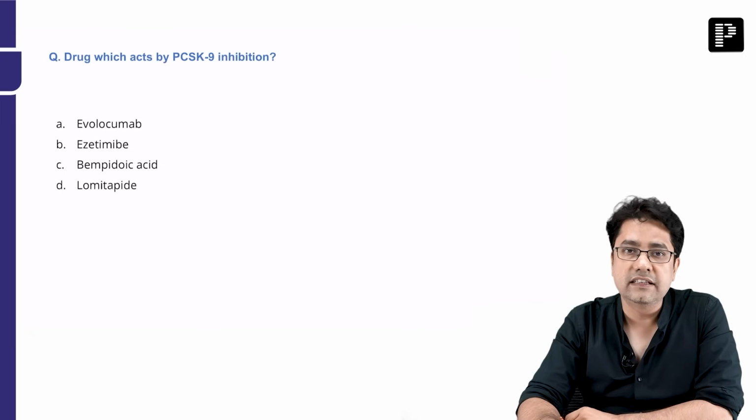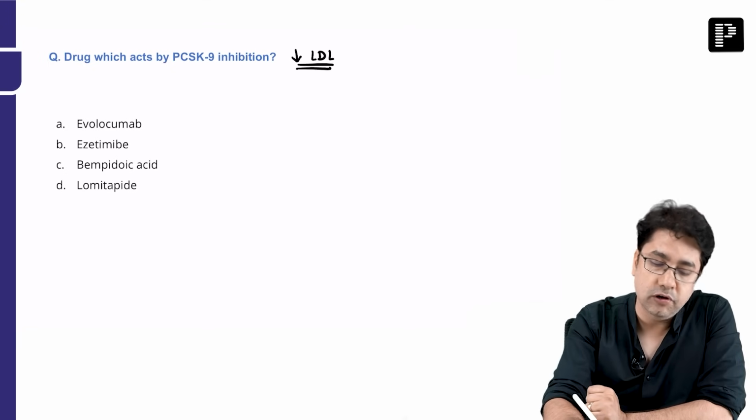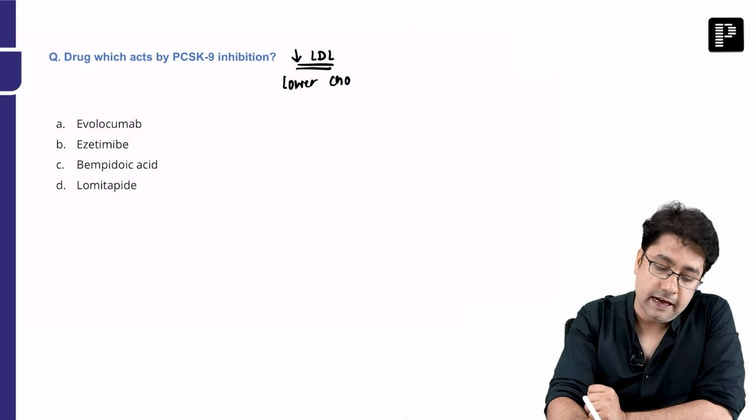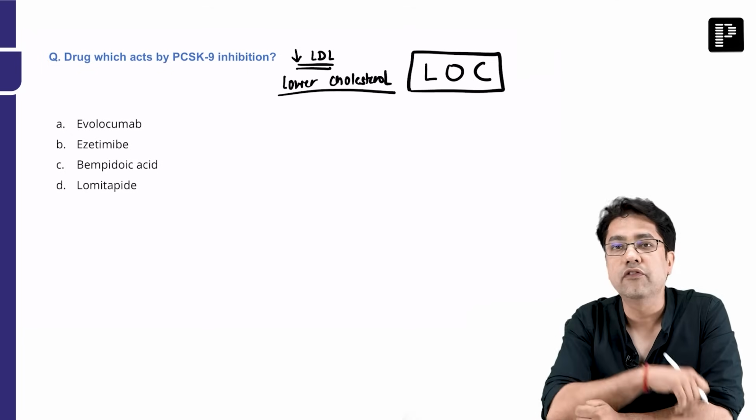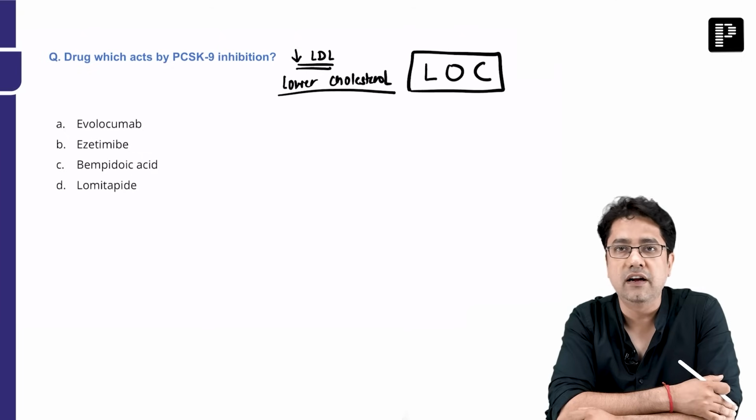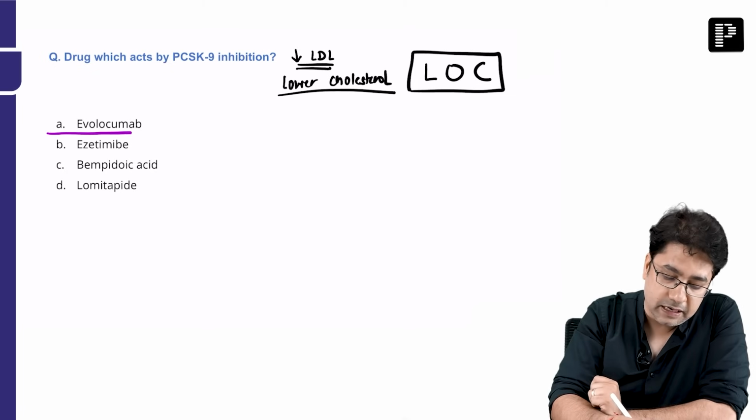Now, which drug acts as a PCSK9 inhibitor? Beta, we discussed PCSK9 inhibitor decreases blood lipid level, LDL level or cholesterol level. It lowers cholesterol. And I have told you how to identify a PCSK9 inhibitor. Find the word LOC. LOC means lowering of cholesterol. Now, can you see the 4 options and identify which drug is having LOC word in it? The answer is evolocumab.